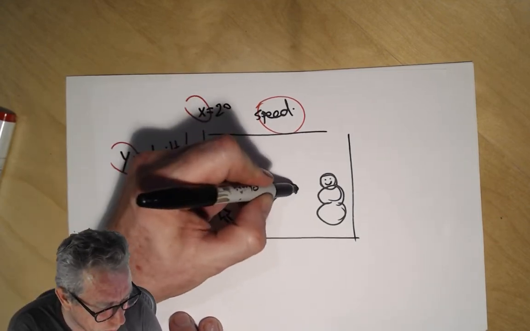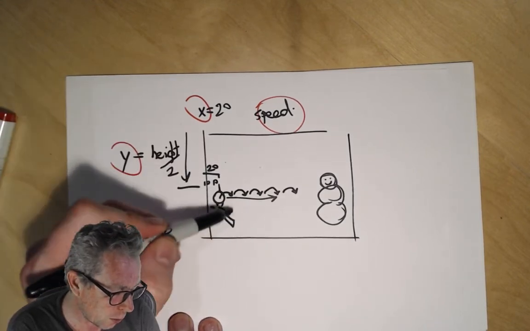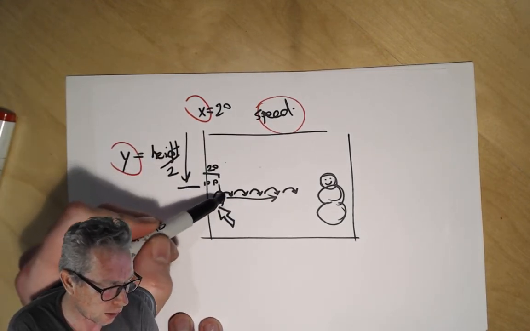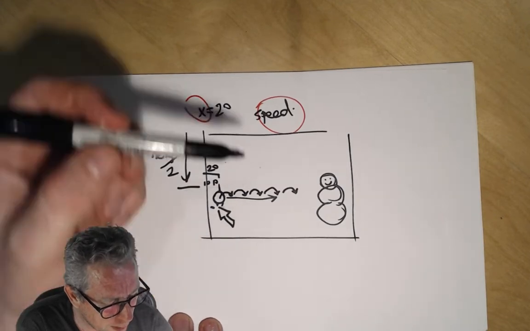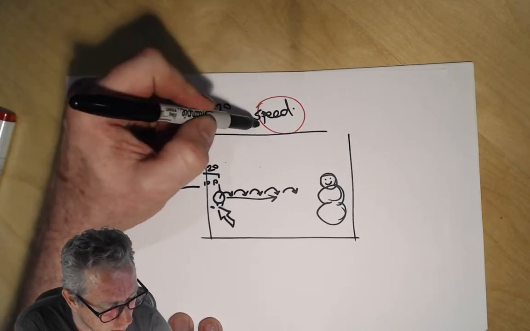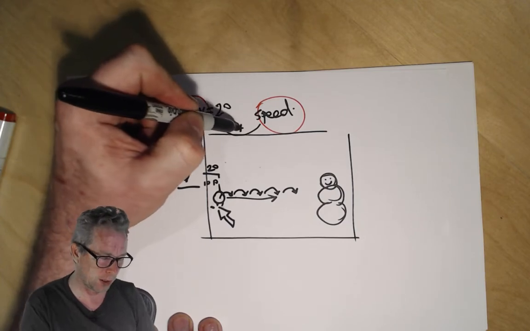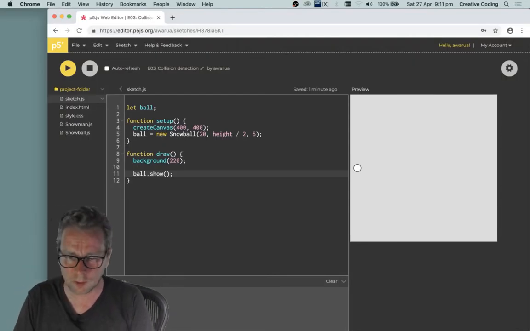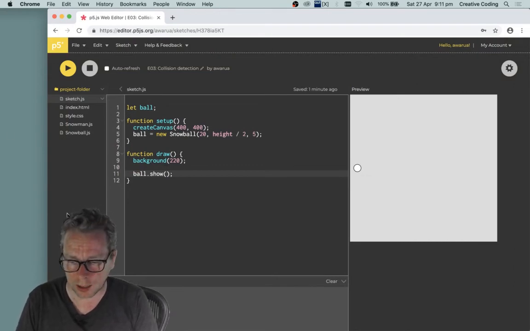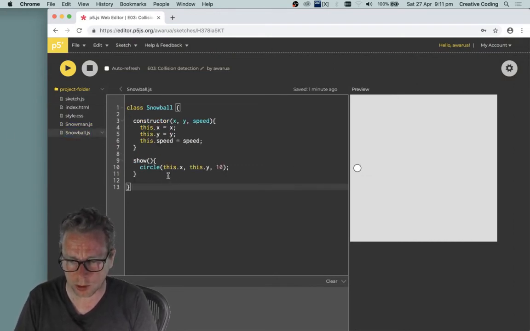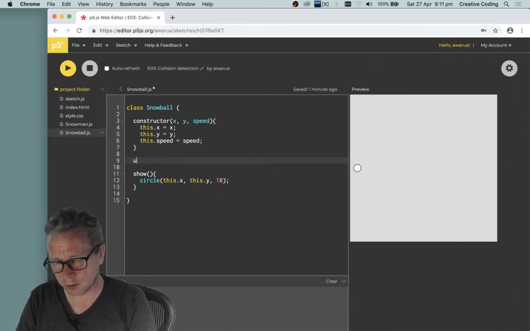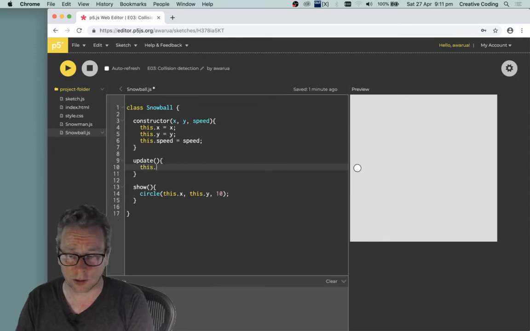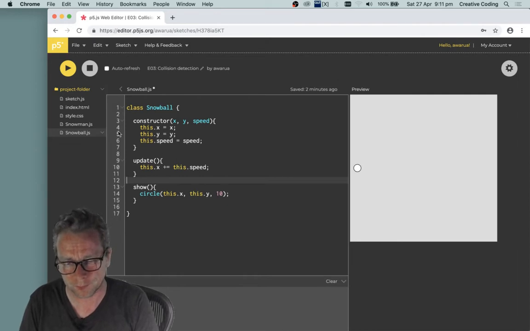And that's how I'm going to animate the ball across the screen. Each time through the draw loop, I'm going to update the snowball, and I'm going to just change this x position. And I'm going to use the value of speed to do that. So I'm going to just add that on to the x. And basically, that's my update function. So if I go back to my snowball.js, create a new function update, and just say this.x plus equals this.speed, right? Pretty simple.